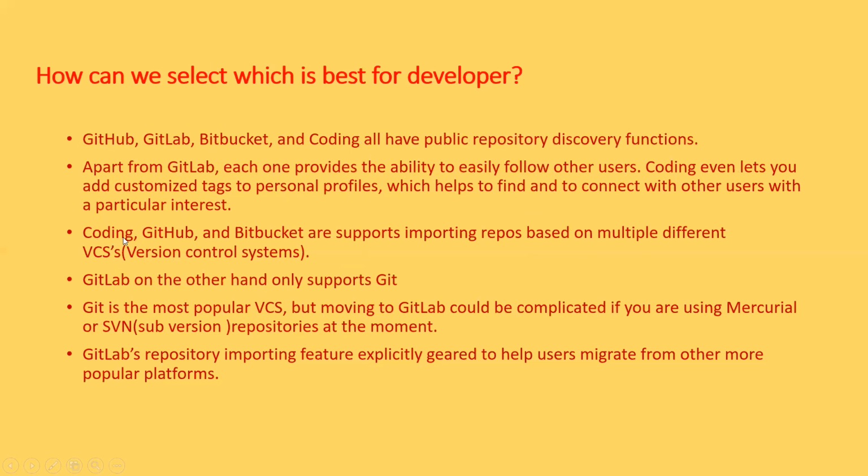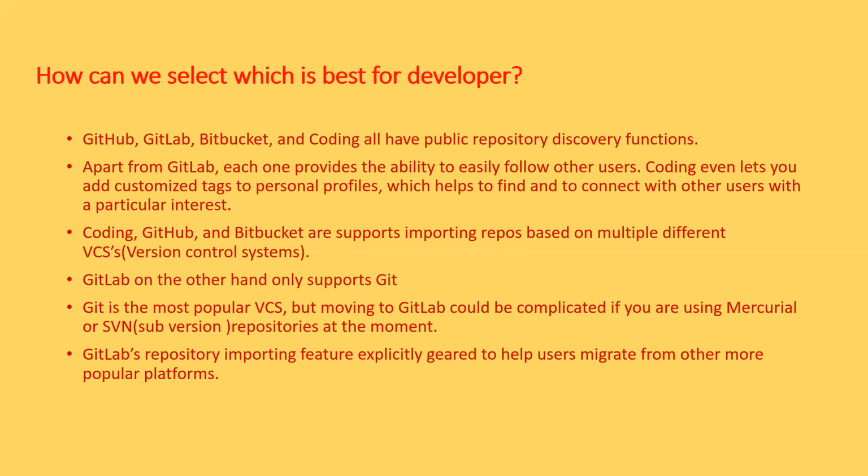That is one feature in Coding. And when it comes to the second point, Coding, GitHub and BitBucket can import a repository based on multiple different version control systems. That means today I am maintaining this repository on Git. Tomorrow I might use some Gradle or Maven or SVN Subversion. If you want to import from one version control system to another, GitLab will not support that. Coding, GitHub and BitBucket only support it. So that is one more advantage.